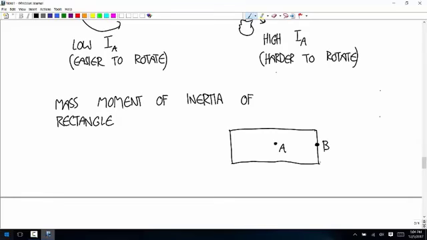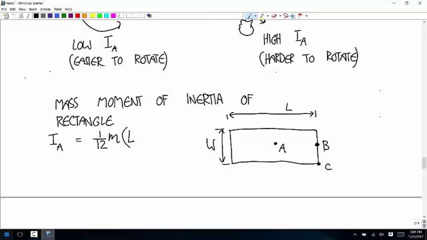Actually, let's do one here too in the corner. Okay, so the mass moment of inertia, if you're rotating it around A, is 1/12 times the mass of the rectangle. I have to get 2 dimensions here. We'll call that L and this W. Times the quantity L squared plus W squared. That's if the axis of rotation is the center.